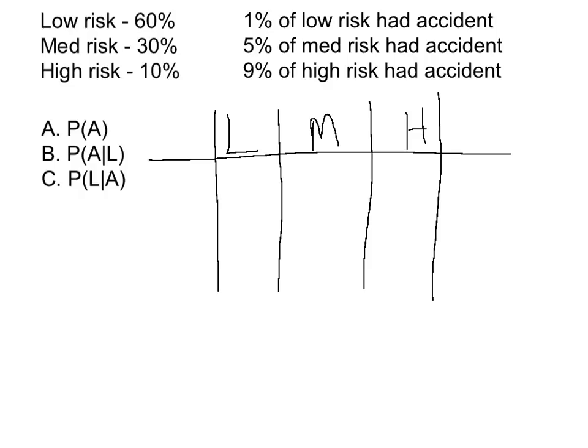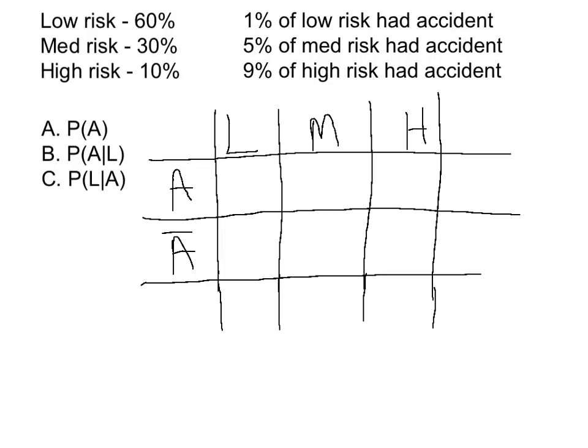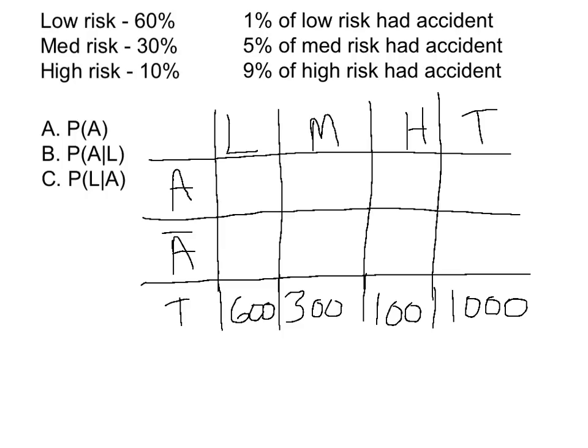Then we have people who have had accidents, and we have people who have not had accidents. And then we'll extend these down so that we can make totals for each of these things. And what we'll do is we'll just assume a total of 1,000. Now we can start filling in the totals for the low, medium, and high risk columns. 60% of 1,000 is 600, 30% of 1,000 is 300, and 10% of 1,000 is 100.